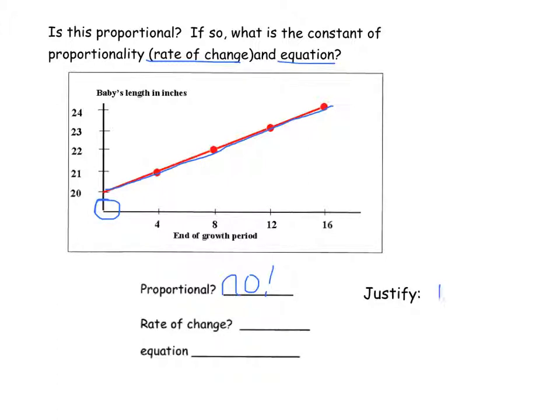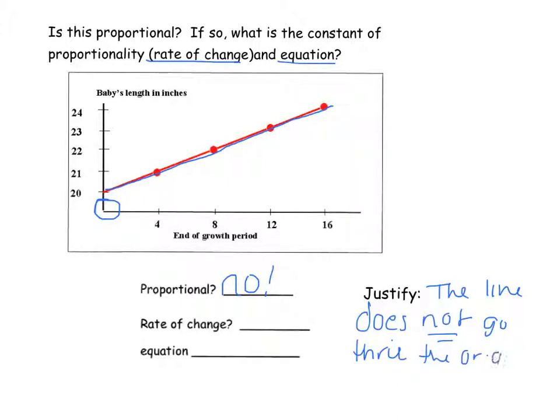And my justification is the line does not go through the origin. So if that is the case, you do not have to write the rate or the equation.